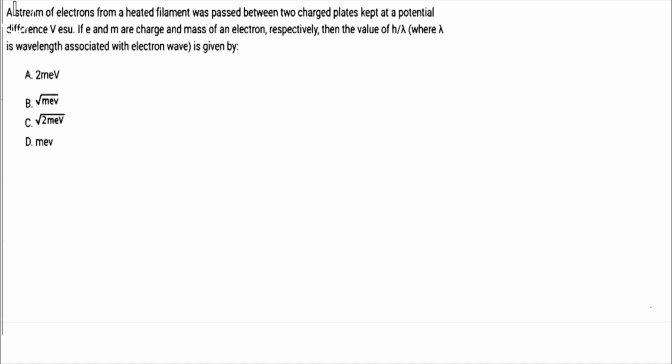The question says that a stream of electrons from a heated filament was passed between two charged plates kept at a potential difference V. If e and m are the charge and mass of the electron respectively, find the value of h by lambda, where lambda is the wavelength associated with the electron wave. Here are the four options. Let's start solving this question.